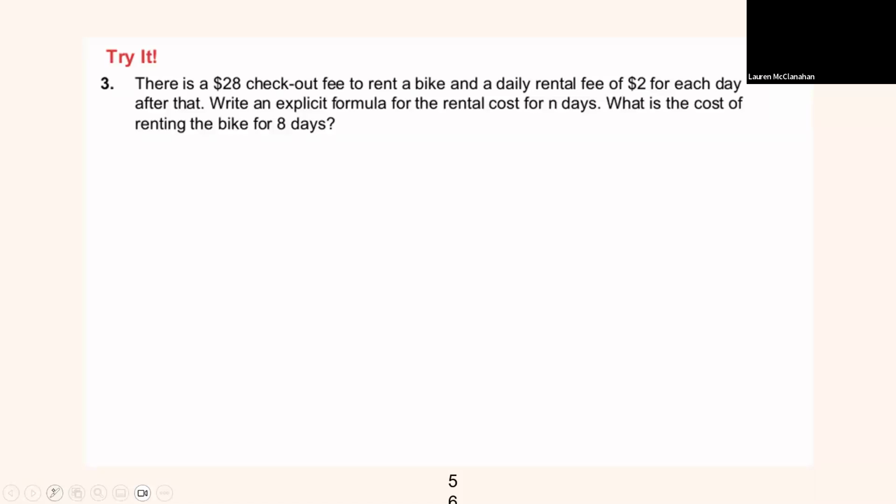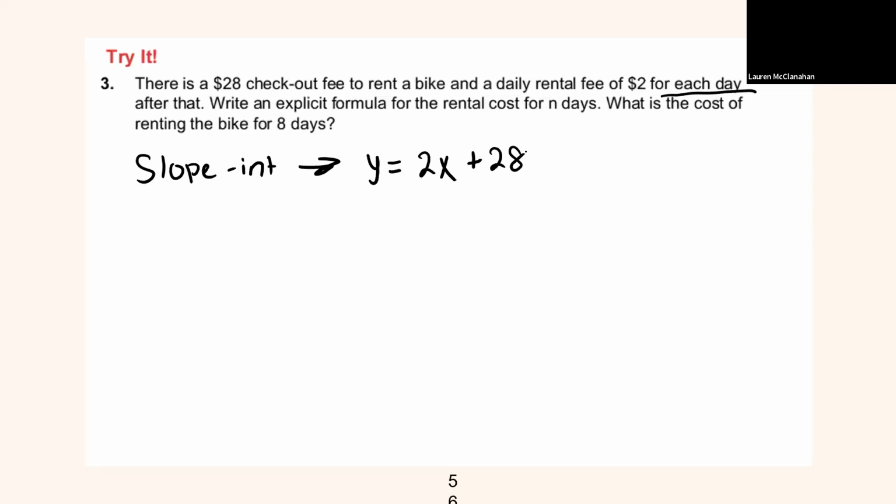Okay, so we know how much it is to check out a bike. You have to pay that $28 no matter what. And then you pay $2 a day that you have it after that. So when you read this, this should be screaming slope intercept form to you. Okay, so we're going to write y equals, remember, $2 each day. That is going to be our 2x, okay, plus our y-intercept, that initial fee of $28. So we're going to write it in slope intercept form first.